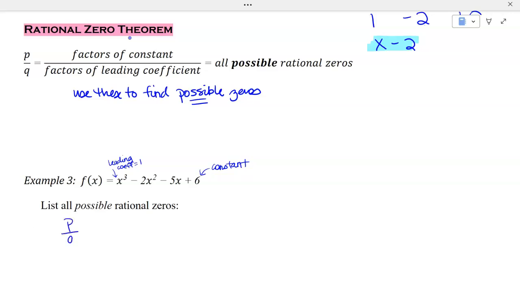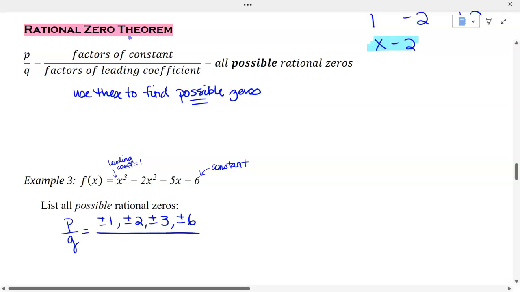So our P over Q values, P are just our factors of our constant, Q are the factors of the leading coefficient. We're going to look at what are the factors of 6. And I want you to recognize that you could have 1 times 6, or you could have negative 1 times negative 6. So if you thought the factors of 6 are 1 and 6 and 2 and 3, you're absolutely correct. But we also need to include a plus minus. So our factors of 6 could be plus or minus 1, plus or minus 2, plus or minus 3, or plus or minus 6. Those are all factors of 6.